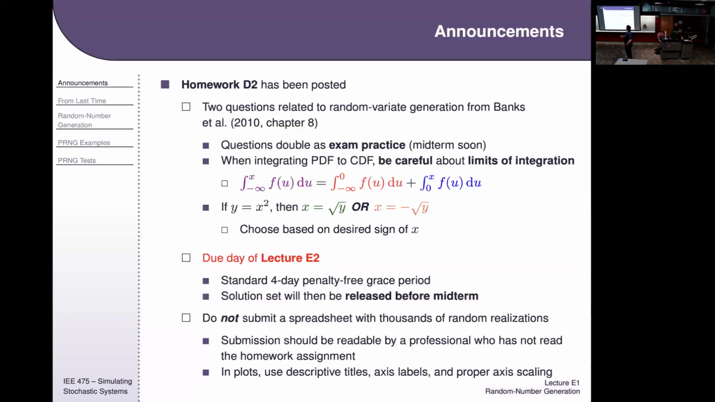Okay, so just same announcements basically as last time. Homework D2 is posted. A couple of tips here when you're doing that homework. This is a homework that's meant to be part of exam practice. There will be at least a little bit of the exam that will go over random variate generation.